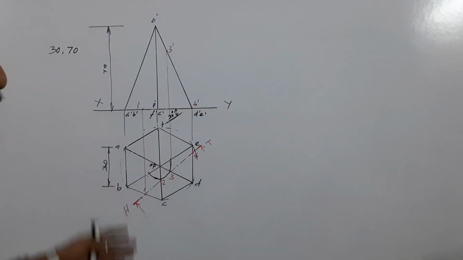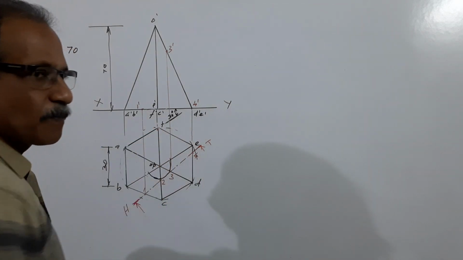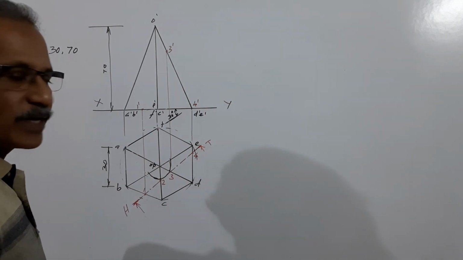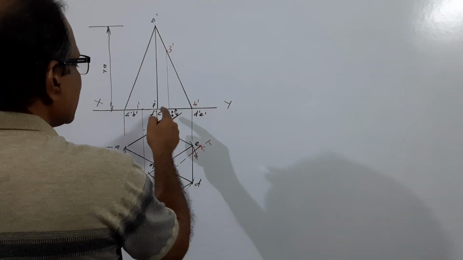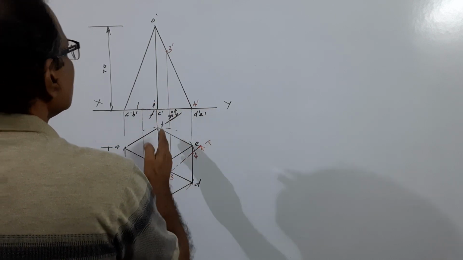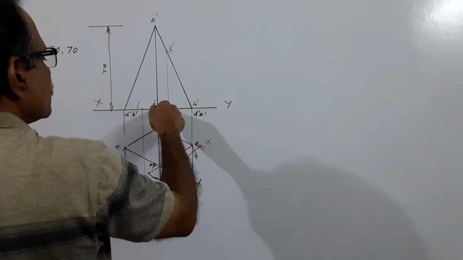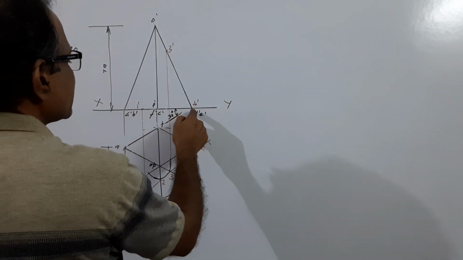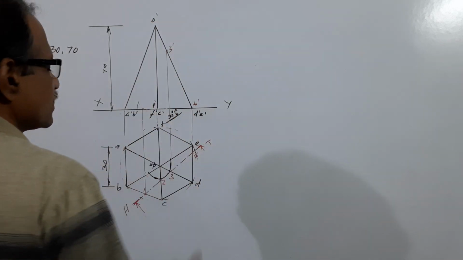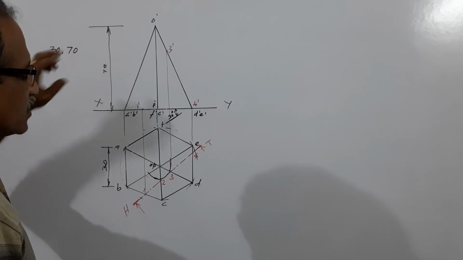So you have got the hexagonal pyramid A, B, C, D, E, F, OP. Axis OP. Project them to the elevation: A dash, B dash, C dash, D dash, E dash, F dash. Take the height 70 mm up. Locate the apex O dash, P dash. Join them to the sides. This is the elevation of the pyramid. I have marked the dimensions, 30 side and 70 axis.